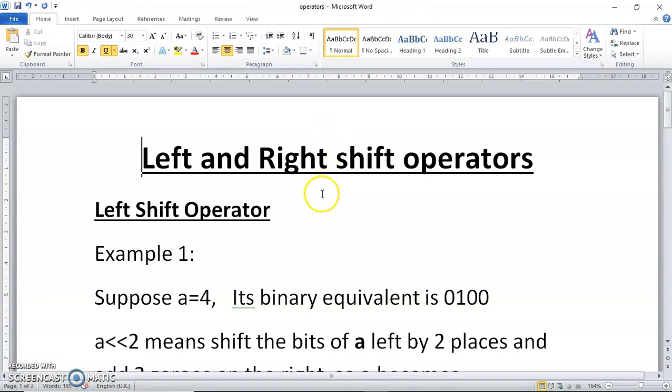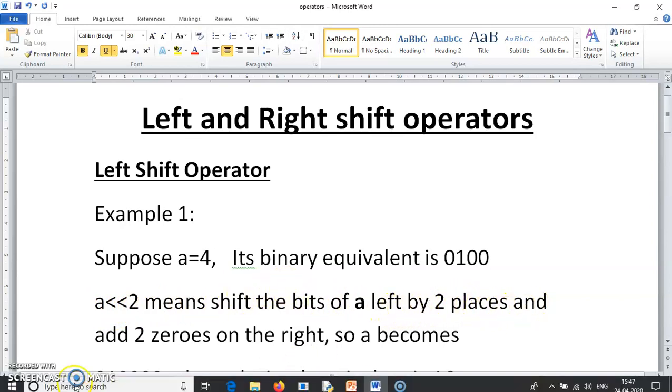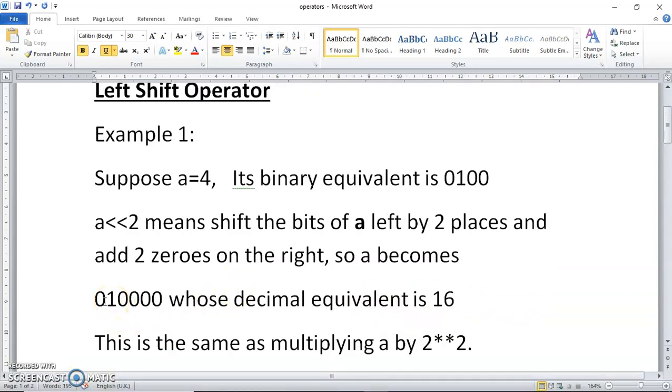So I've taken up an example for you. Let's first discuss the left shift operator. Now suppose A is 4. Its binary equivalent is 0 1 0 0. So let me now left shift A by 2 bits. A left shift 2 means shift the bits of A left by 2 places and add 2 zeros on the right. So it becomes this. I hope it's clear. Let me just demonstrate it to you.